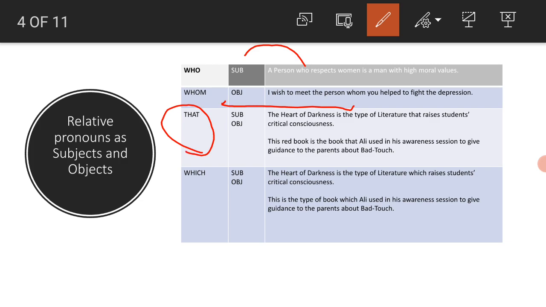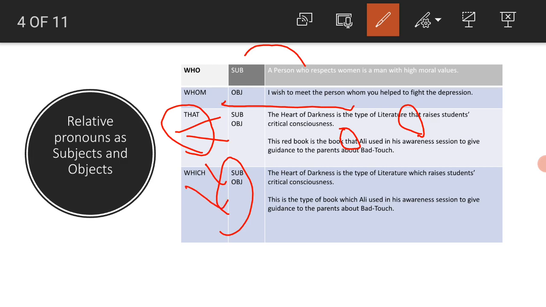Now that, again, that's why I called that a rich pronoun, because it can take both positions. The Heart of Darkness is the type of literature that raises students' critical consciousness. Here that is acting in subject position. In the next sentence, that is acting as object. You can see here: this red book is the book that Ali used in his awareness session to give guidance to the parents about bad touch. Which can also take both positions, subject as well as object.